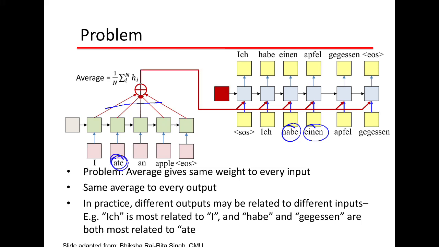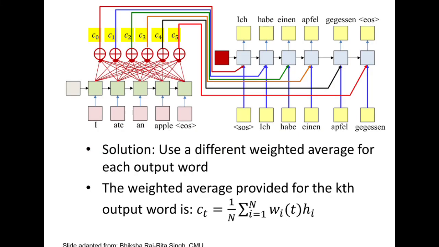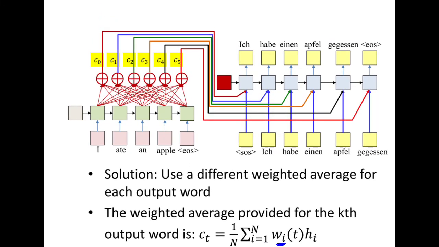So that way, it may not be a very good idea to just look at simple averaging, because at every step in the output, if I want to output this word, which is most likely corresponding to the word apple, I want to be able to, instead of looking at all the words in my context, focus on some words. So what do I do? I give a weight, I give a weighted average.